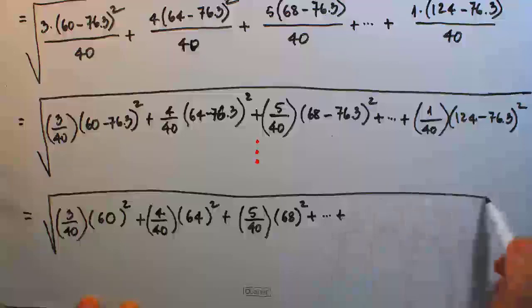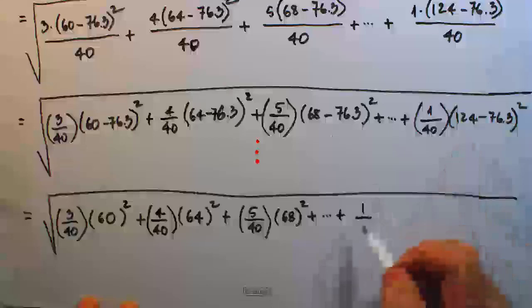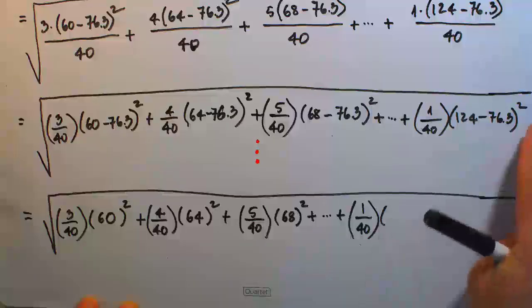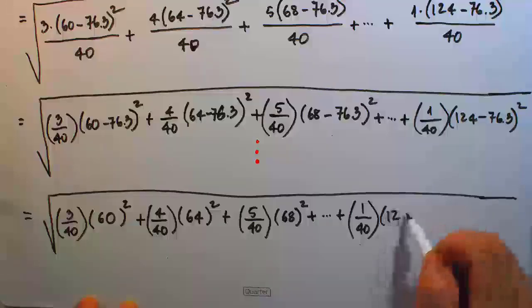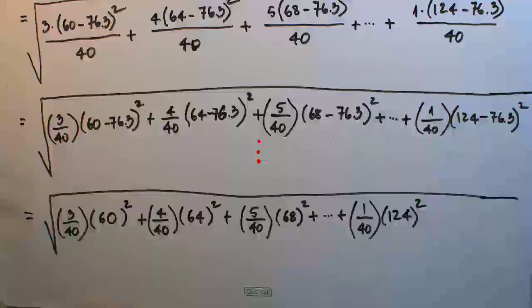Until the end of our list, our last term reduces down to 1 out of 40 multiplied with, instead of the square of a difference, only the square of the individual value, 124 squared. But we're actually not quite done.